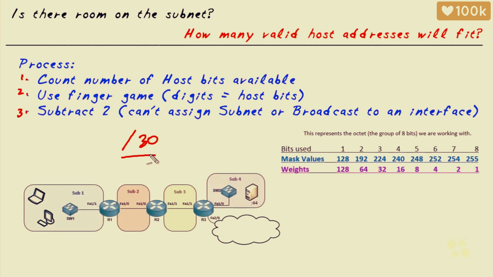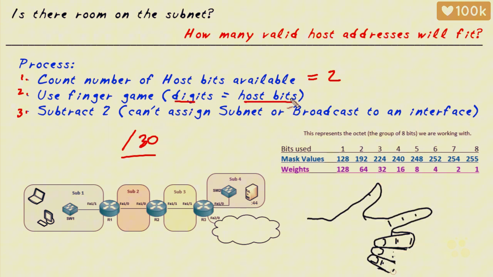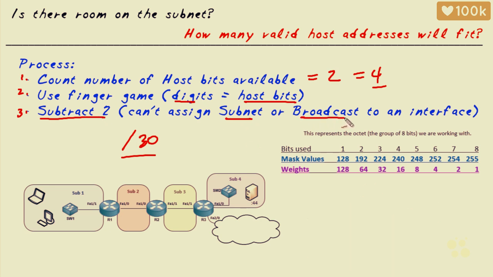Alright, how'd you do? Well, our first step on this is to count the number of host bits available. Well, 30 bits are being used for the network. That leaves only 2 bits for host addressing. So the answer to that is 2. We're going to use the finger game with our digits representing host bits. So we'll put 2 fingers up in the air and we count verbally to 4. That's our result. And then we subtract 2 because we can't use the actual subnet or broadcast address on an actual interface. So minus 2 equals a total of 2 possible IP addresses for valid hosts on a /30 network.